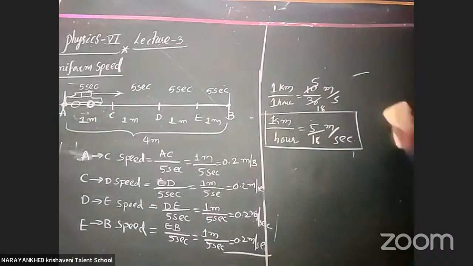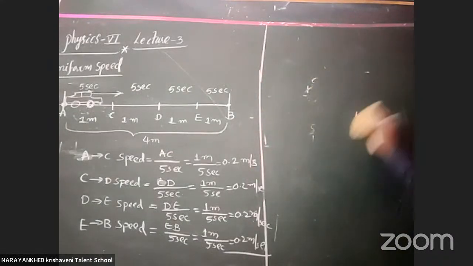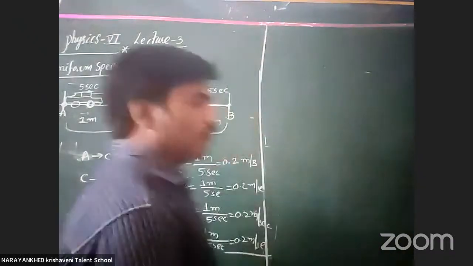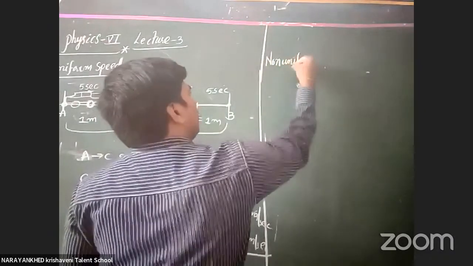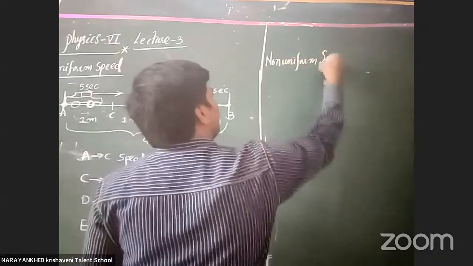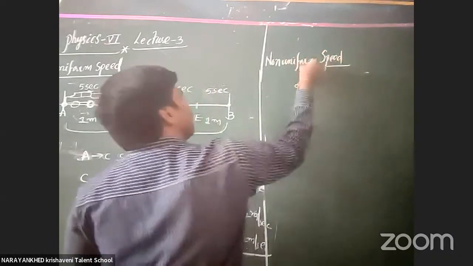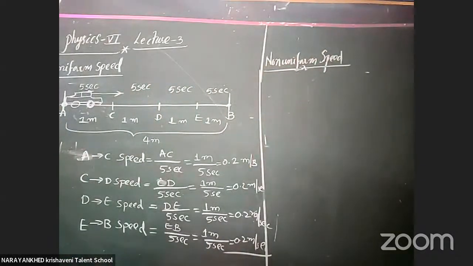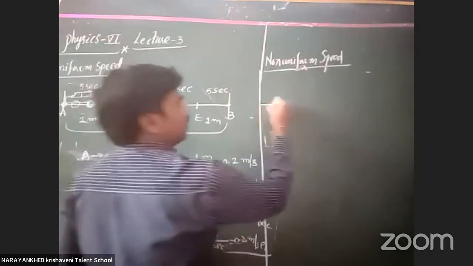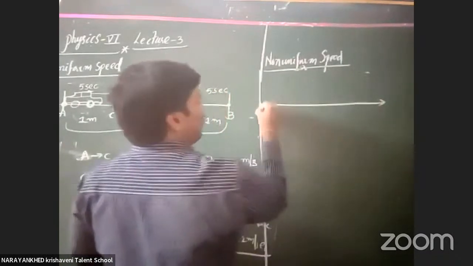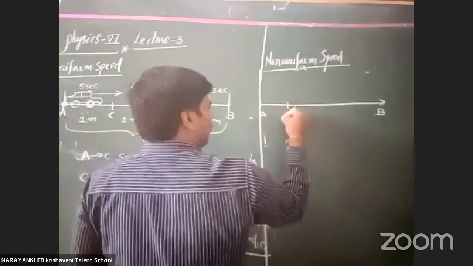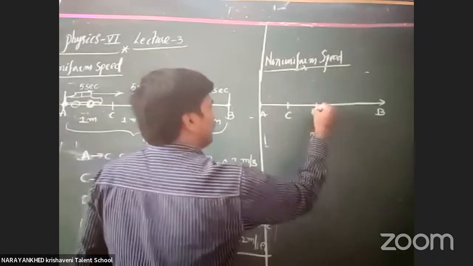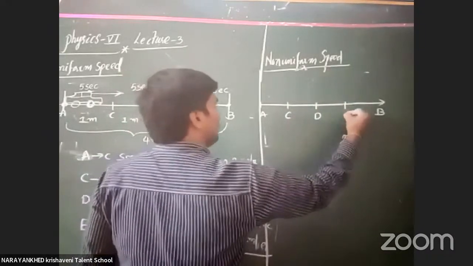One more component is there, that is non-uniform speed. Which one is called non-uniform speed? Once again, take the same diagram and check it here. Now the same thing is considered with A and B. The intermediate points are taken as C, D and E here.